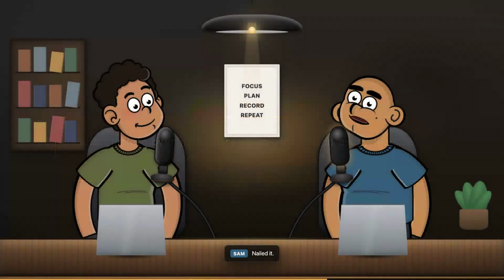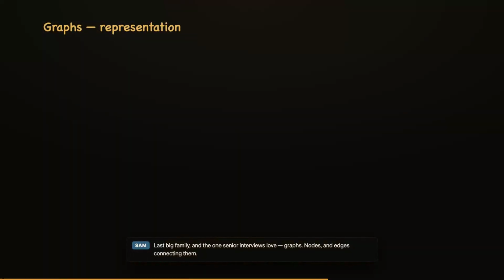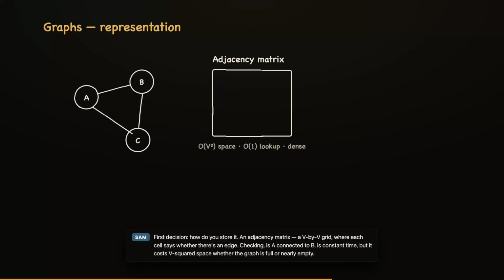Nailed it. Last big family, and the one senior interviews love, graphs, nodes, and edges connecting them. First decision, how do you store it? An adjacency matrix, a V by V grid, where each cell says whether there's an edge.